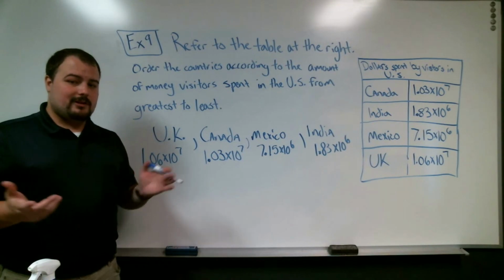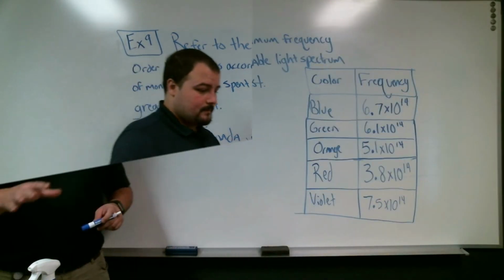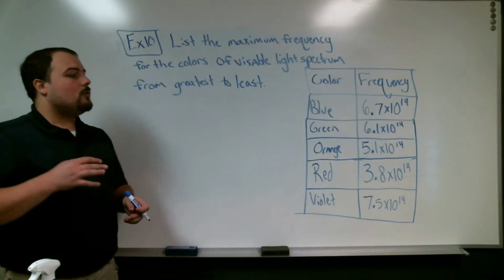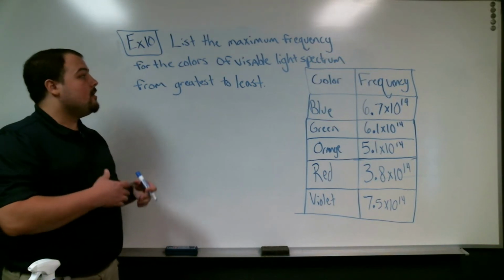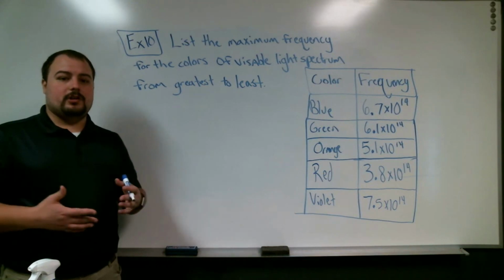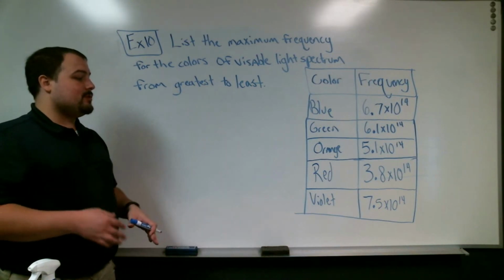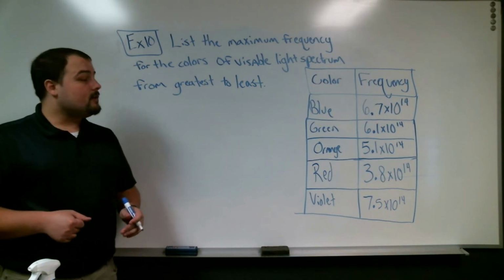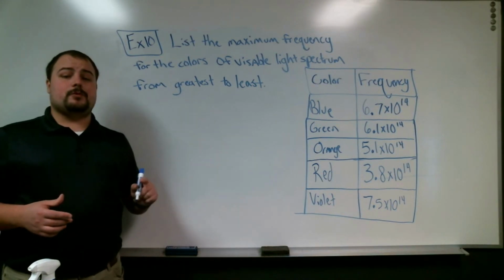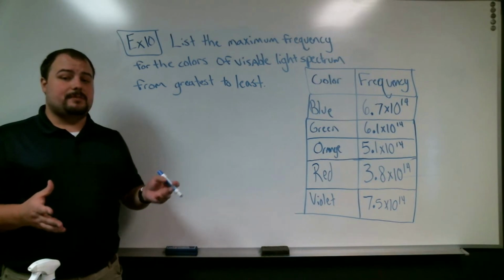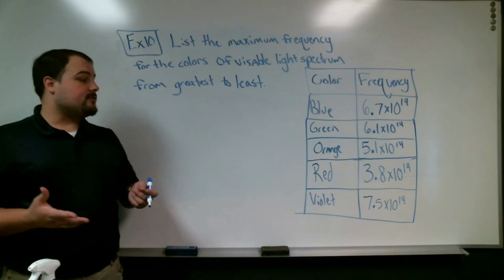Let's try another example, and then you guys should be done for today. In example 10, your very last example, we're going to compare the frequency of colors and how much visible light is shown in the spectrum. So we have the colors blue, green, orange, red, and violet. We have to look at those and say which one is the greatest to which one has the least frequency of visible light on the spectrum.